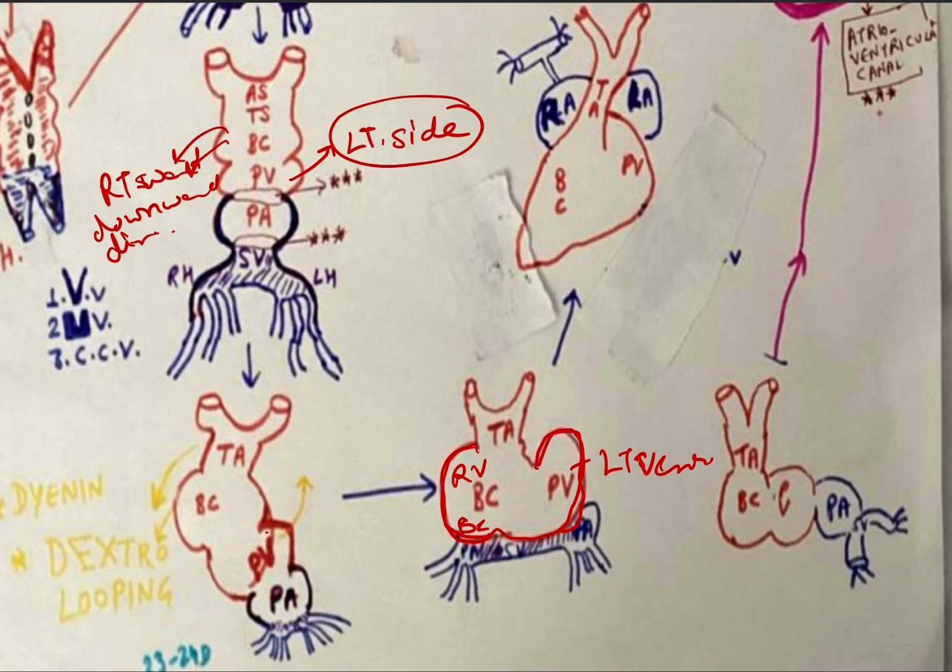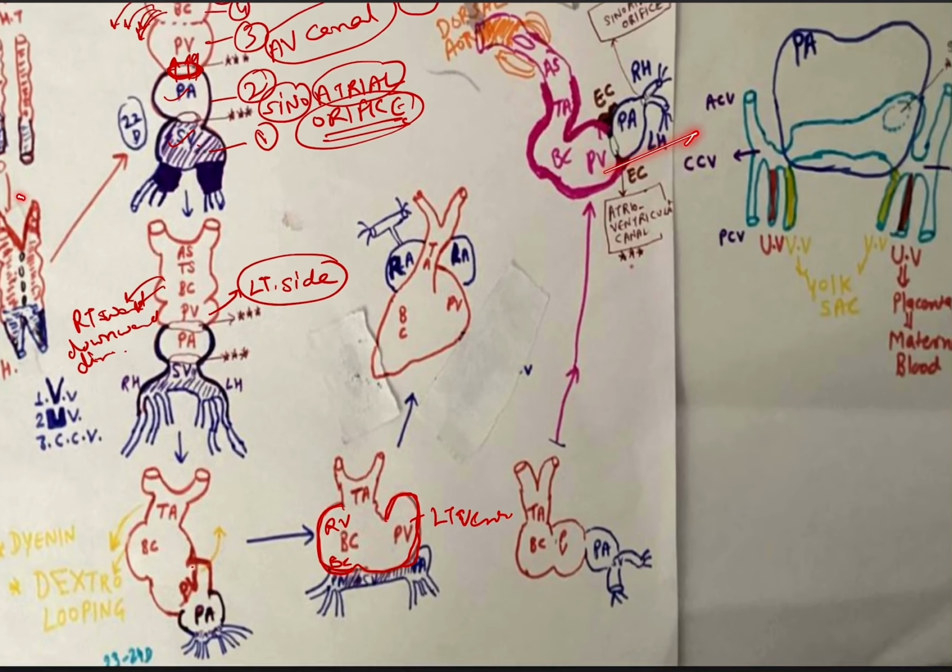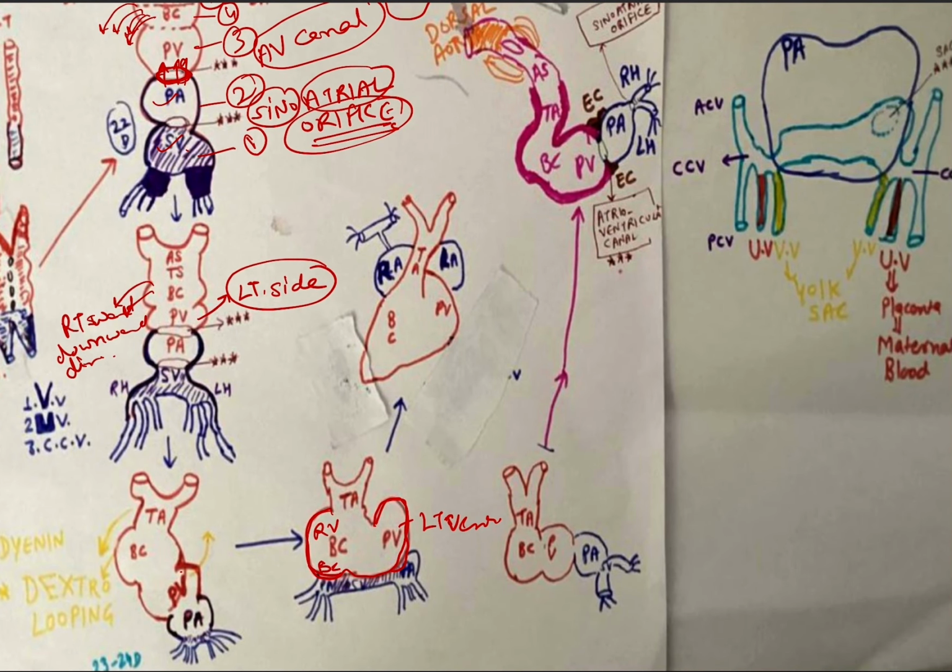Okay guys? Around the 18th day, 2 heart tubes form. Around the 20th day, the complete heart tubes form. On the 21st day, they will form 1 heart tube. On the 22nd day, 5 dilatations are seen. Around the 24th day, looping occurs because of dynein protein. Because of this looping, the mid portion, which is composed of bulbus cordis and primitive ventricle, takes its definitive position as the right ventricle and left ventricle.